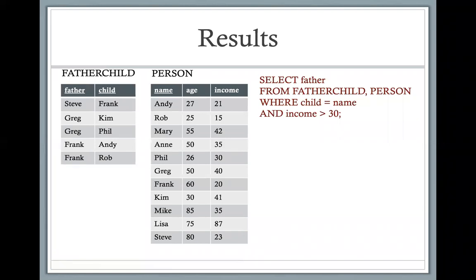The same thing for Greg and Phil. So we'll go Greg, Phil, but Phil makes exactly 30, so it would not be selected, except once, just for Kim. Then we look at Frank, Andy. Andy makes 21, so we'll not include this record because we're doing an inner join, yeah? Frank and Rob, Rob makes 15, so Frank would not be displayed. And we get the answer only correct.